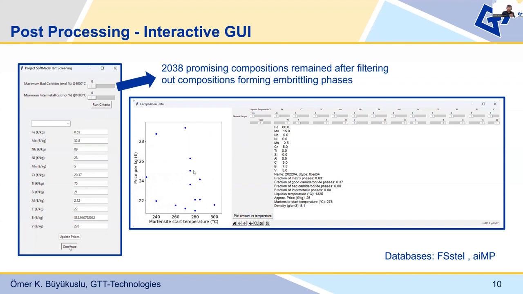Density of each composition is calculated using our machine learning-based AMP database. What's specific about this database is that while conventional databases do not cover a wide composition space, with AMP we have the possibility to easily screen almost the entire periodic table.